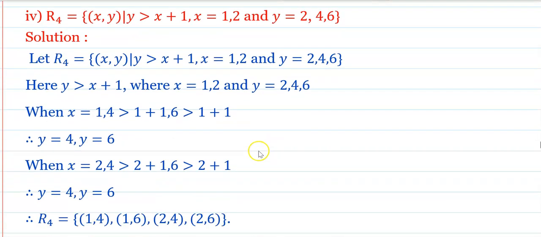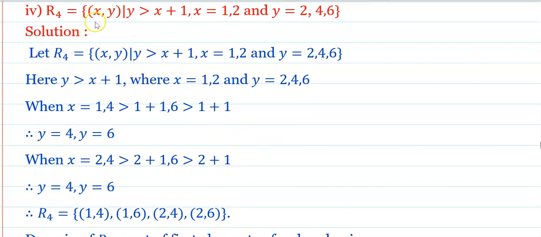Okay. Now the next, R4. (x, y) is such that y is greater than x plus 1, where x is equal to {1, 2} and y is equal to {2, 4, 6}.